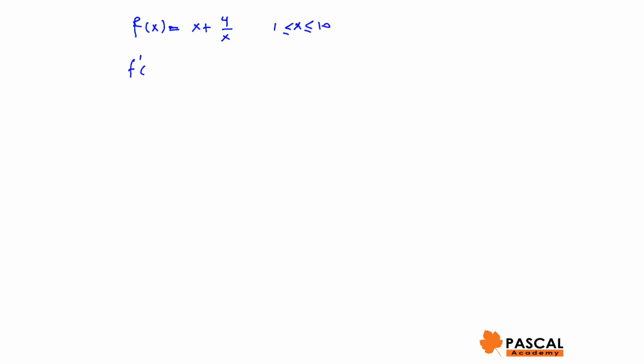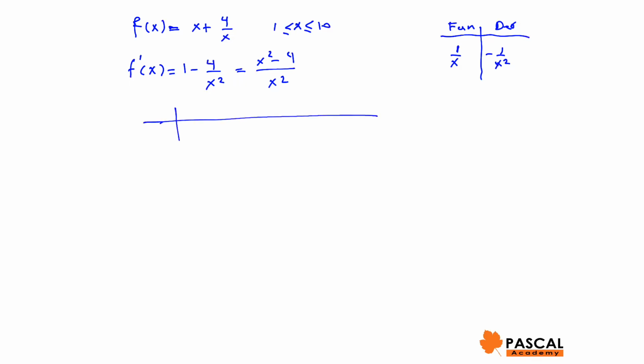The derivative of f(x) is 1 - 4/x^2. It is (x^2 - 4)/x^2. It's good to know the derivative of 1/x is -1/x^2. We already talked about this a couple of times. Therefore, at -2 and 2, the derivative is 0. -2 is inadmissible. We need to calculate the value of the function at 1, 2, and 10.